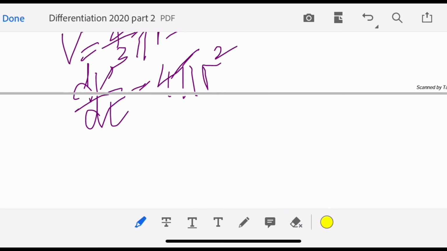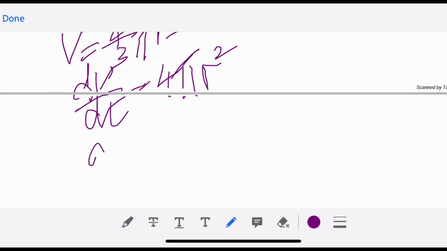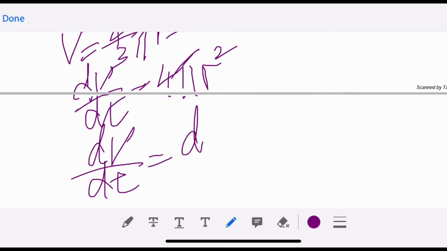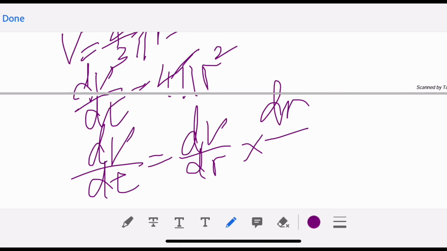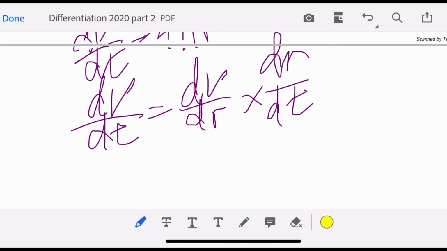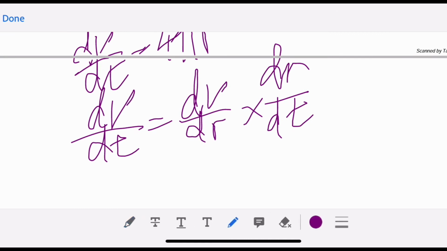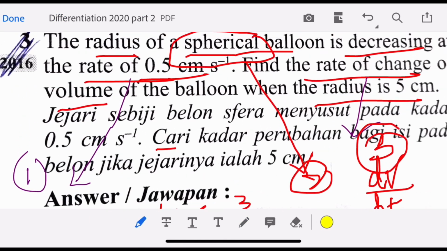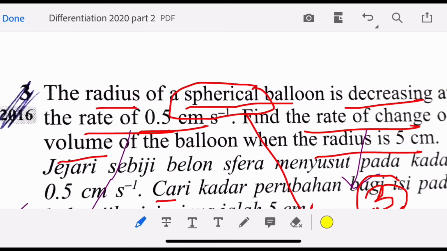Now I have written 6d, 3 terms. Each term consists of 2d. The question is asking you to find dV/dt. Remember what I taught you? You write dV, you write dt, then you fill in with the dr. So now you just substitute, then you will get the answer. Isn't it easy?